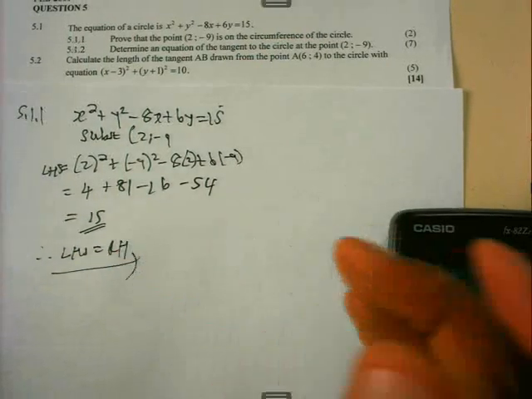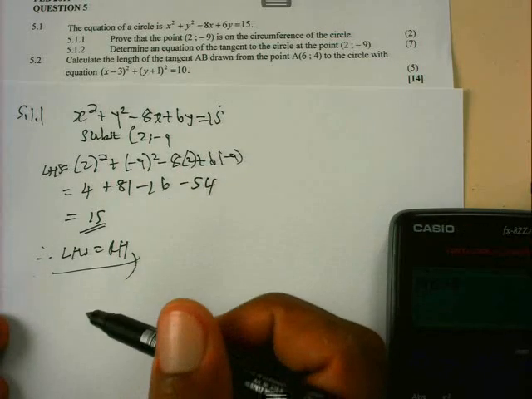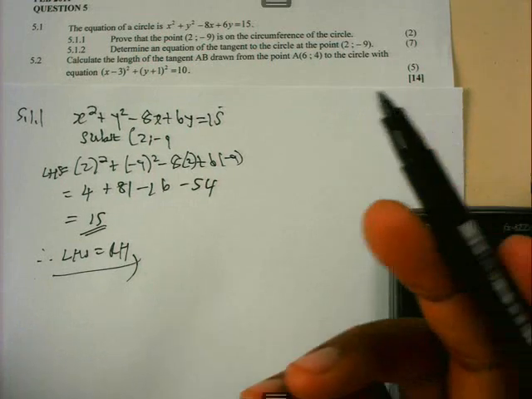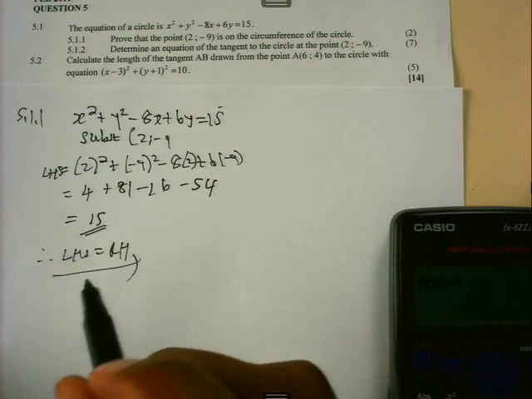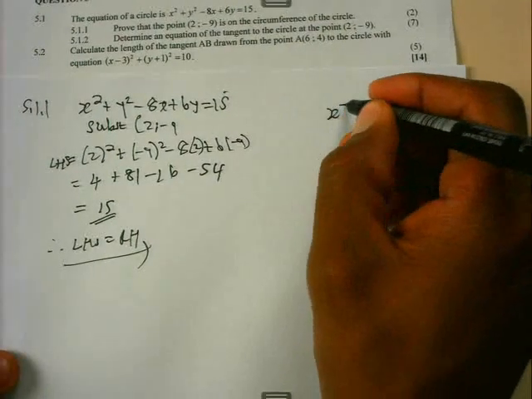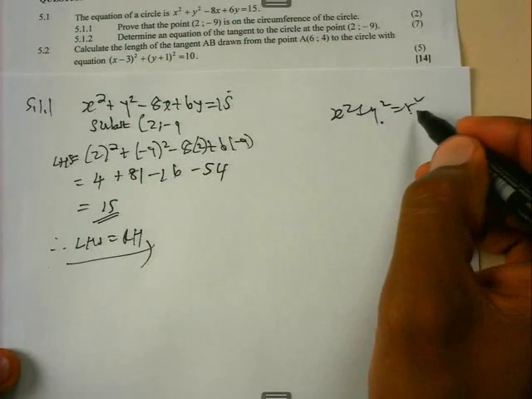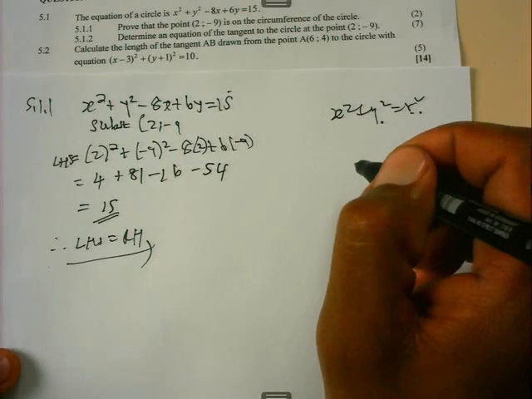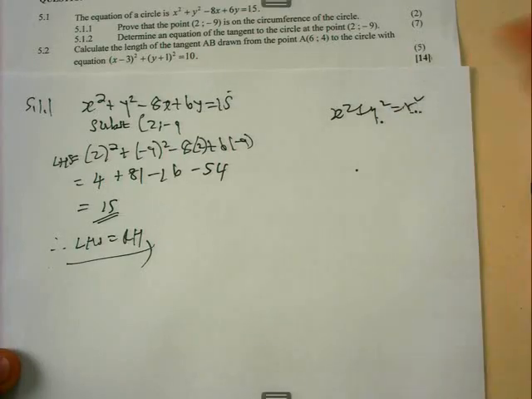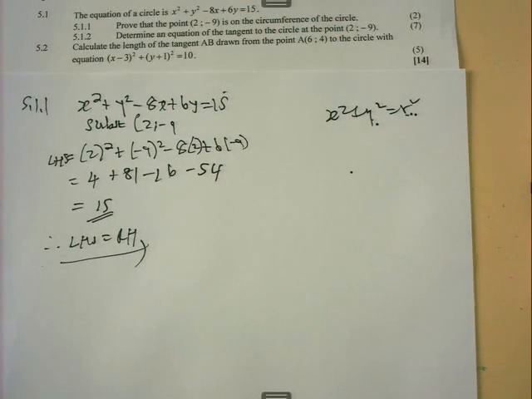If the left-hand side is equal to the right-hand side, it shows that the point lies on the circle. It's very important. Also, remember it will be easier for you if you do this in the equation where you have x squared plus y squared equals r squared. Because if this is less than r squared, it means the point is inside, but if it's greater than r squared, the point is outside the circle. Good. Now we have shown that the point (2, -9) lies on the circumference of the circle.